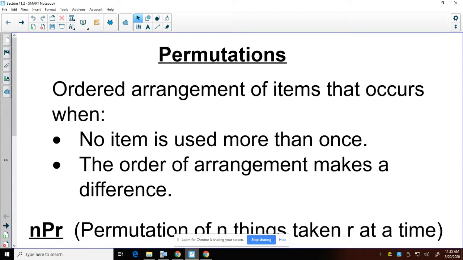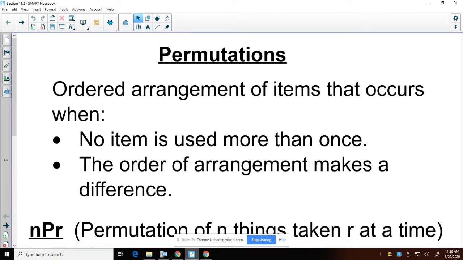So here we're talking about ordered arrangement of items, okay? Permutations happen when no item is used more than once, so you can't select it again after you select it already. And then the order of the arrangements makes a difference. I'll give you some examples.